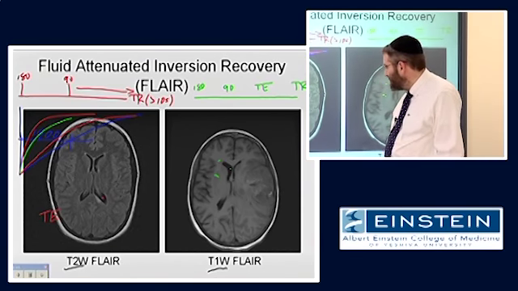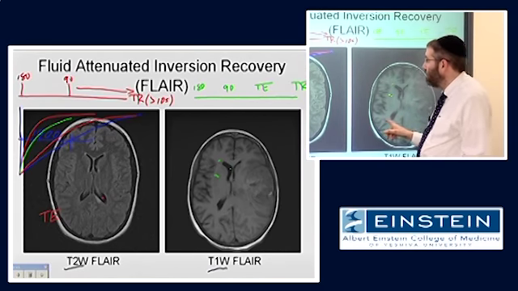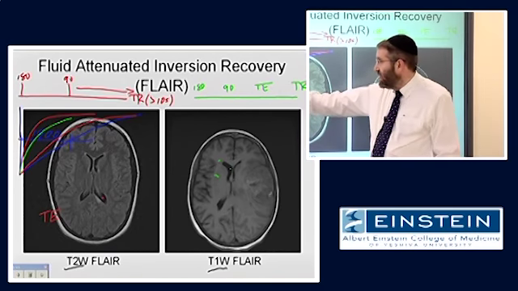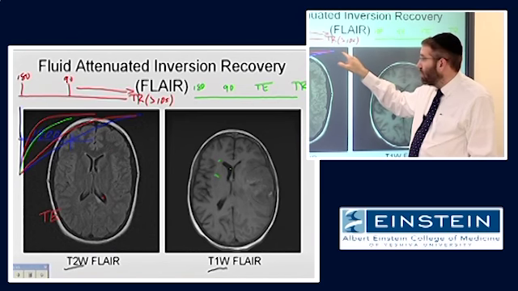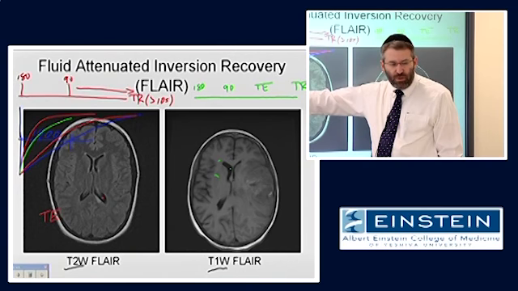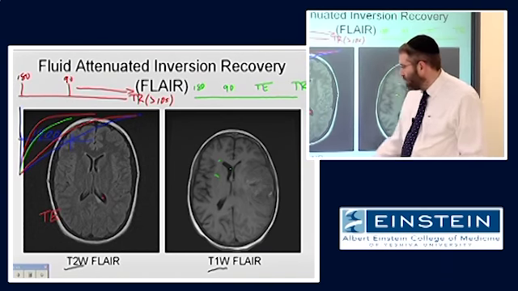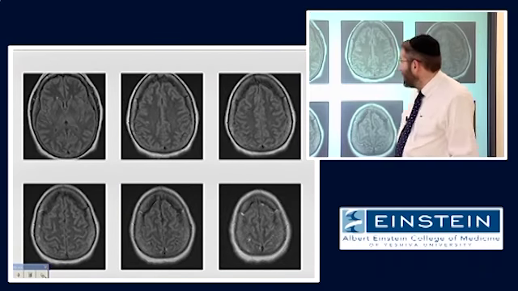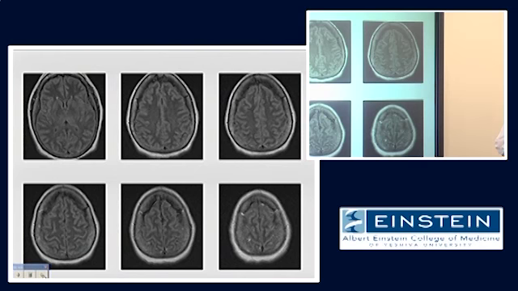So CSF signal is eliminated in these images based on the fact that we know the T1 of CSF, and we know how long it will take from a 180-degree RF pulse with that T1 for us to be at the null point. Now let's look at this example. So here's a bunch of T2-weighted FLAIR images.